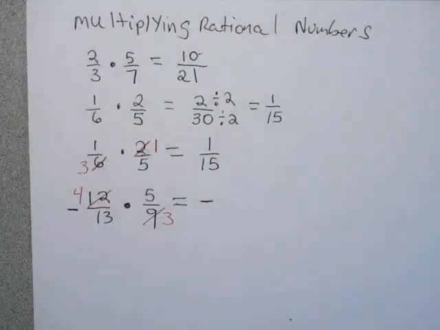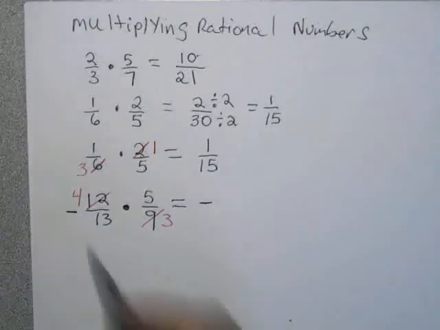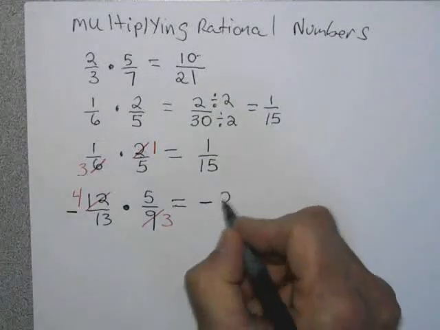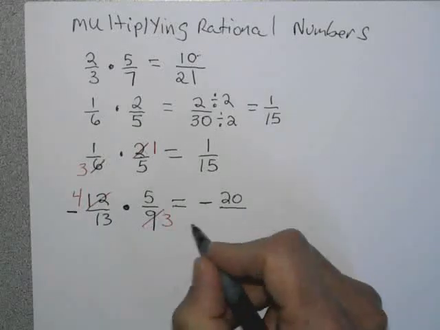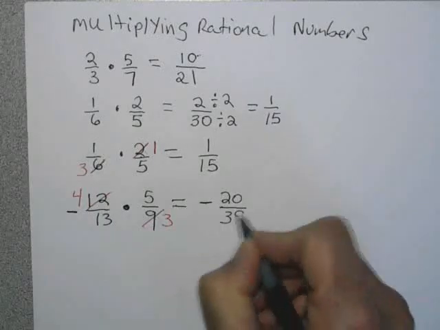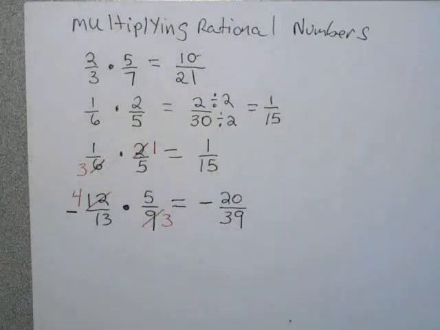And now I've simplified before I've multiplied. And negative 4 multiplied by 5, of course, is going to give me that 20. And 13 multiplied by 3 is going to be 39. And I am left with an answer of negative 20/39.